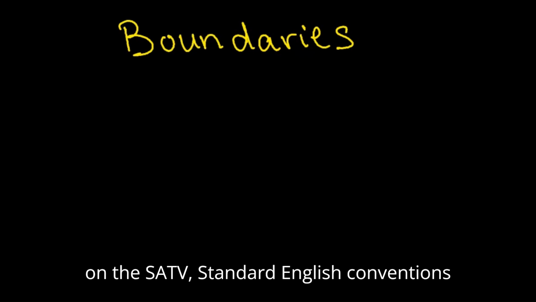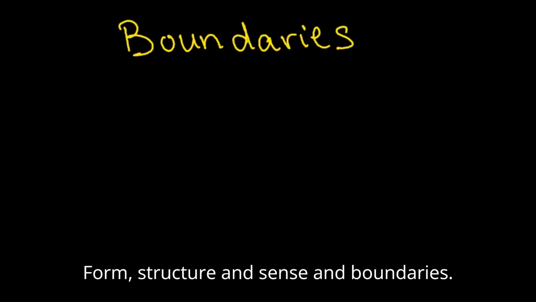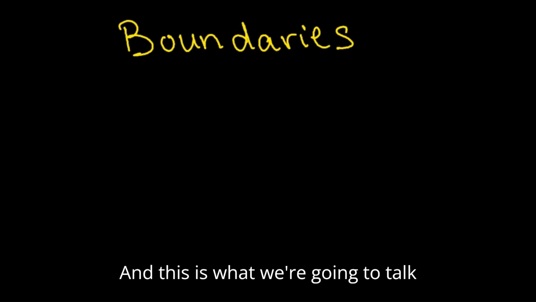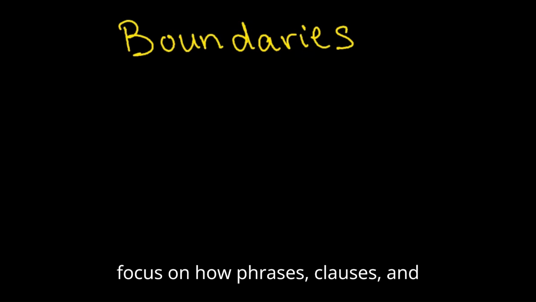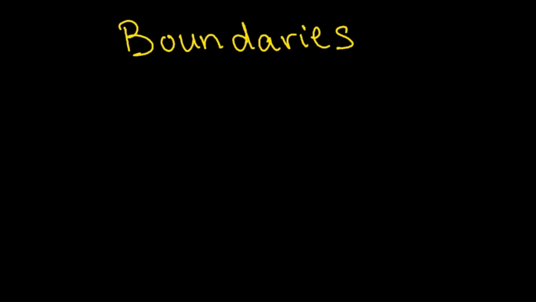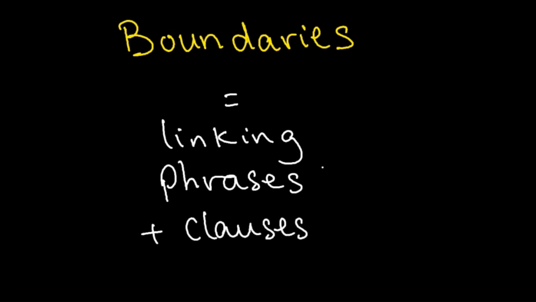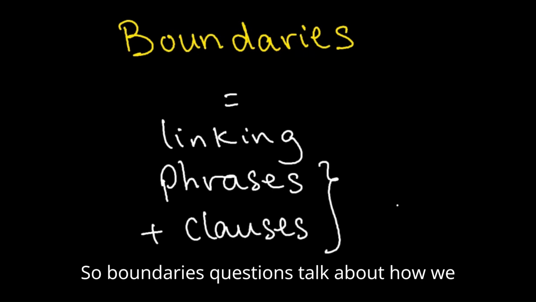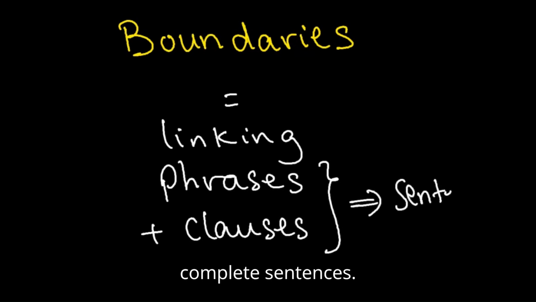On the SAT, the standard English conventions are broken down into two categories: form, structure, and sense, and boundaries. And this is what we're going to talk about in this video. Boundaries questions focus on how phrases, clauses, and sentences are linked together in written English. So, boundaries questions talk about how we link phrases and clauses to form complete sentences.